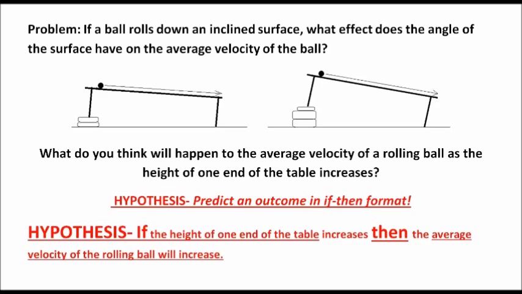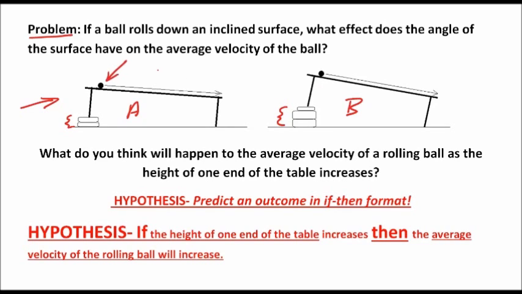What did our 10 imaginary students do next? Well, they had a meeting. They got together and they looked at the problem. If a ball rolls down an inclined surface, what effect does the angle of the surface have on the average velocity of the ball? To help them answer that, they drew a simple diagram. You can see their diagram here. Table A and Table B. One end of Table B is lifted higher than the same end on Table A. That increases the angle on Table B.